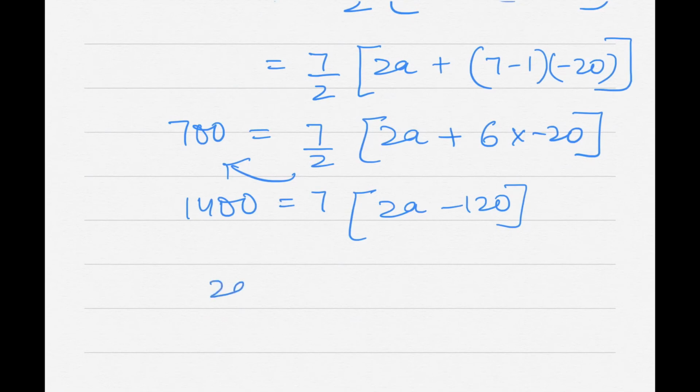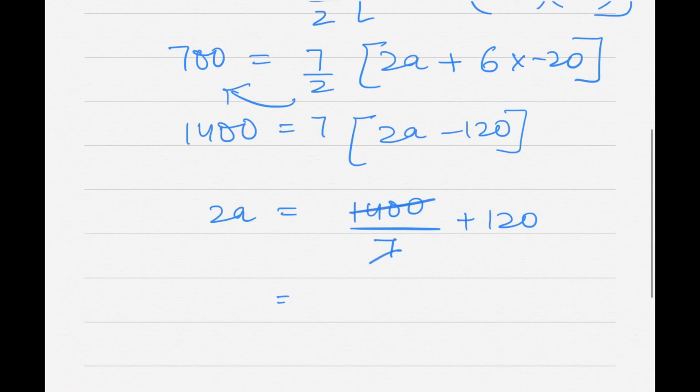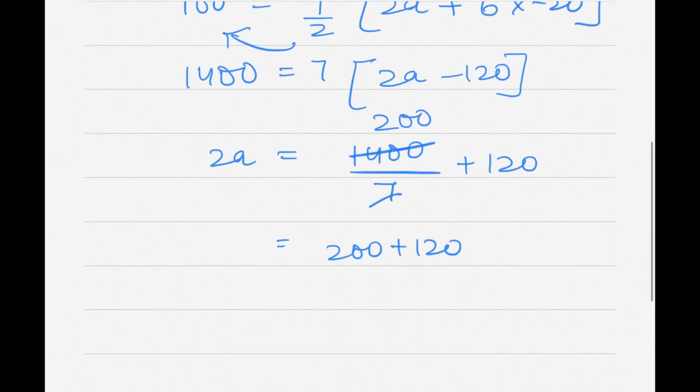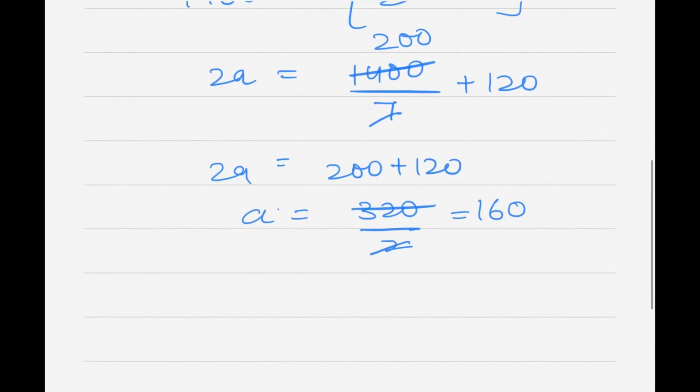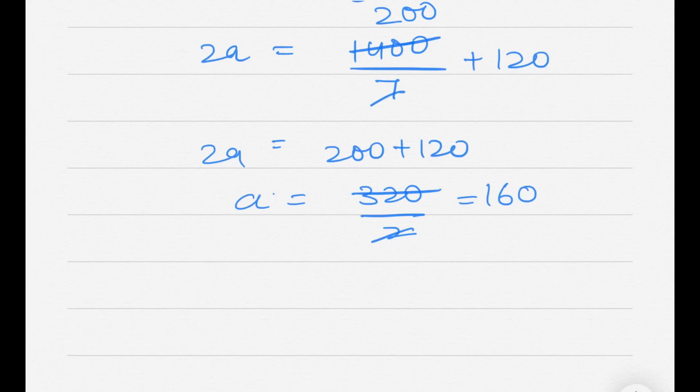Okay, so now 2a is equal to 1400 divided by 7, and then I'll add 120. So this is 200, right? So 200 plus 120, so 2a is 320, right? So a will be equal to 320 by 2, so this will give me 160 rupees. Okay, so the first prize would be 160 rupees. Now I know my first prize and I can find out the other 6 prizes by just subtracting 20, right? Because each prize is 20 rupees less.